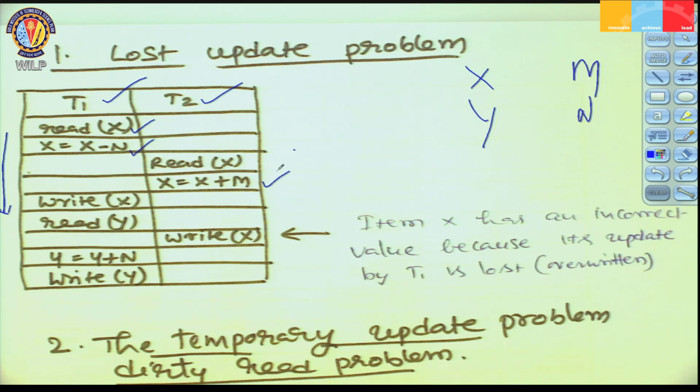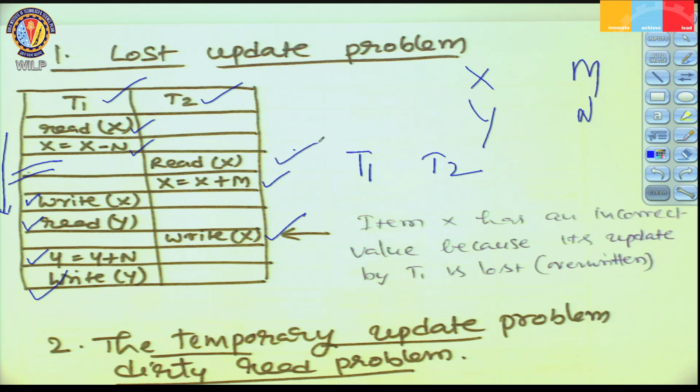plus M, and then the modified value of T1 is returned to the database, then it is reading Y, and then the modified value of X by T2 is returned to the database, then Y is modified by T1, Y is returned by T1. Then if you carefully observe, T1 has modified the data item. If it is executed T1 first and then T2 next, what happens?